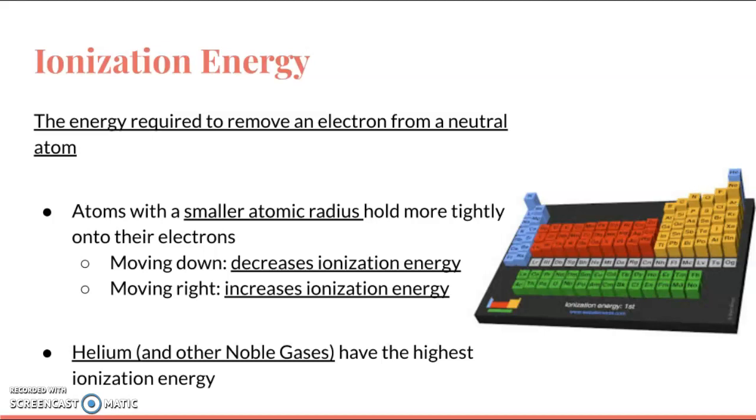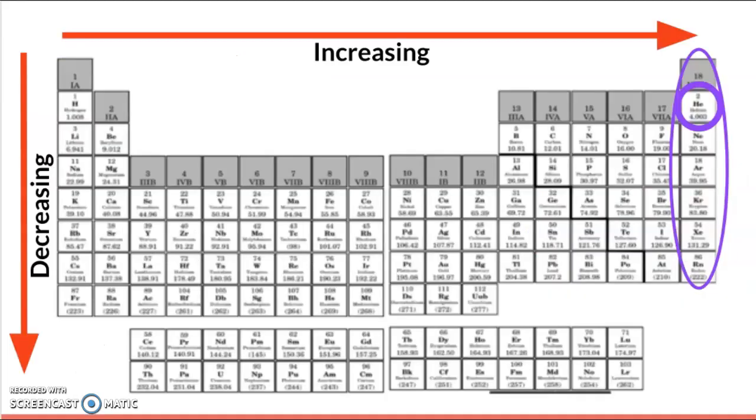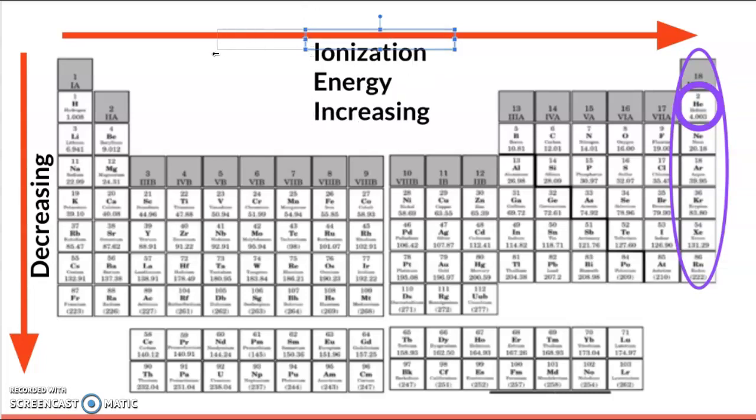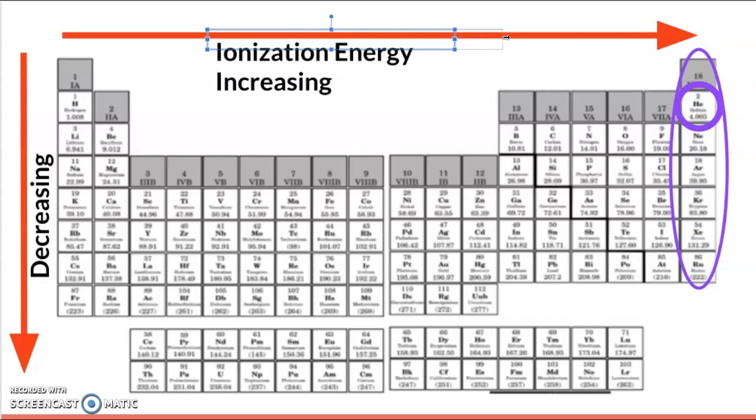So what I want you guys to do, and I'm going to make some edits here right now, is pause the video, and I want you to do the same thing that you did with your atomic radius. I want you to draw arrows, and I want you to tell me that as I go across, ionization energy increases, and it decreases on the way down. So pause that, do that right now.